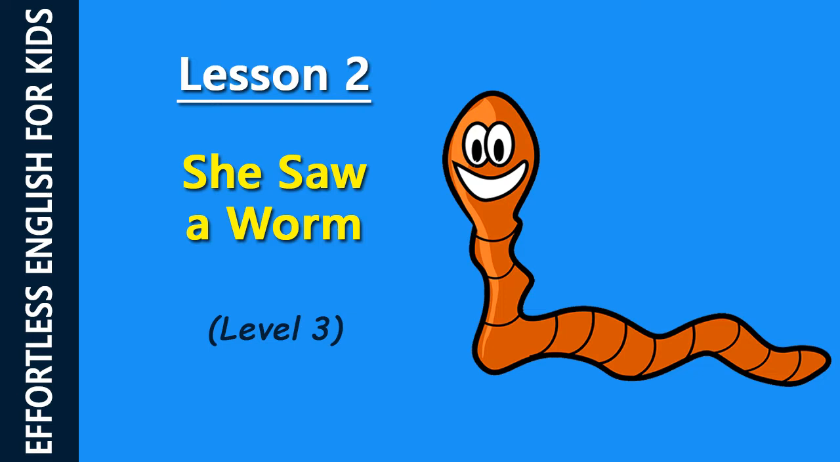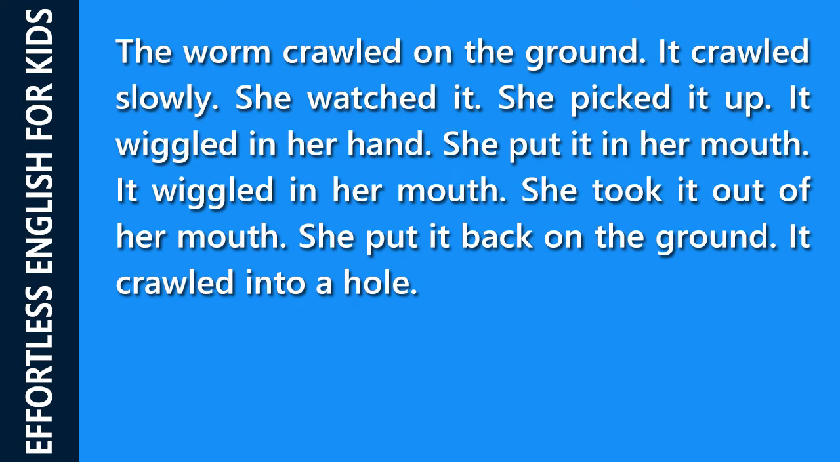Effortless English, Lesson 2. She saw a worm. The worm crawled on the ground. It crawled slowly. She watched it. She picked it up. It wiggled in her hand. She put it in her mouth. It wiggled in her mouth.